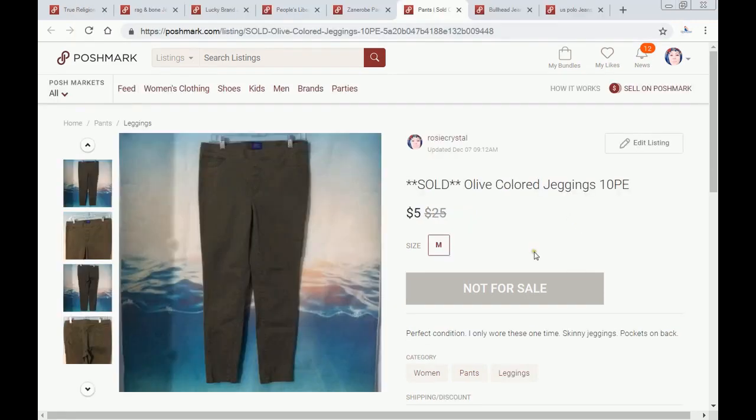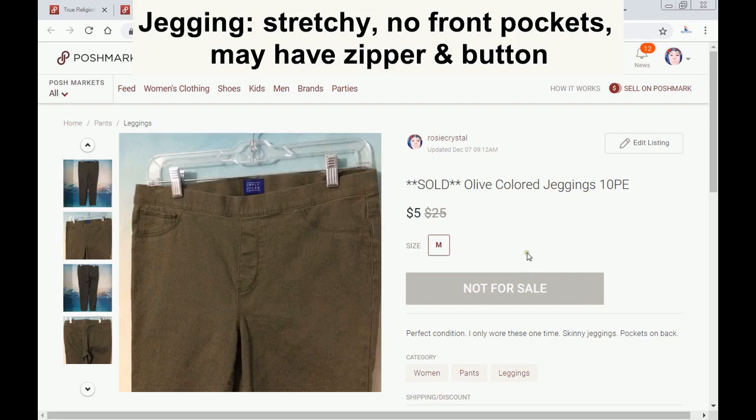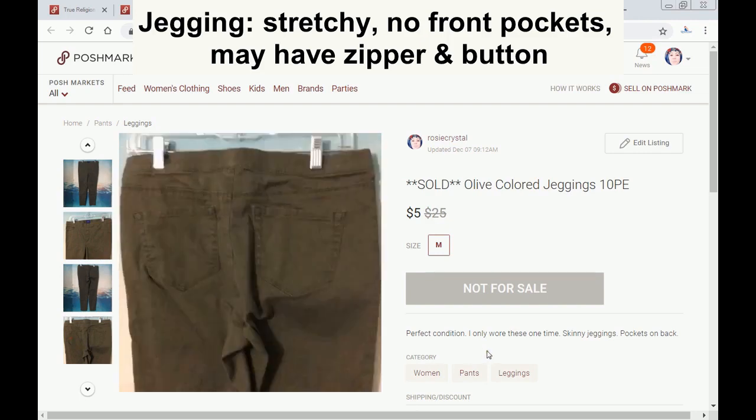This pair is considered jegging. They are designed to look like jeans, but you can pull them on. Sometimes they will have a button here at the top. The pockets usually on the front are non-functional, but they will have functioning pockets on the back.